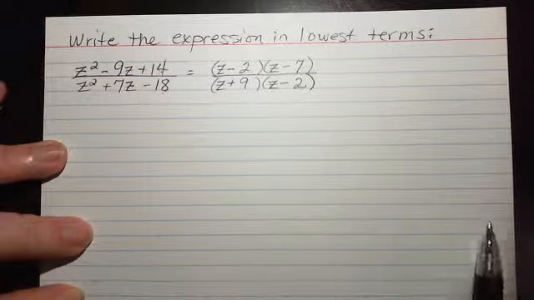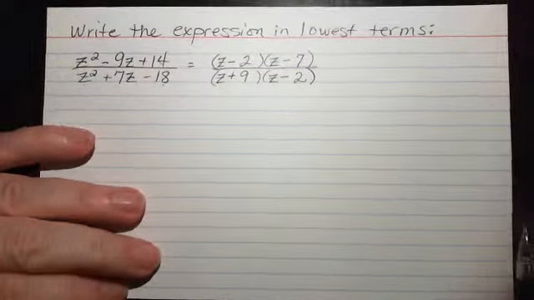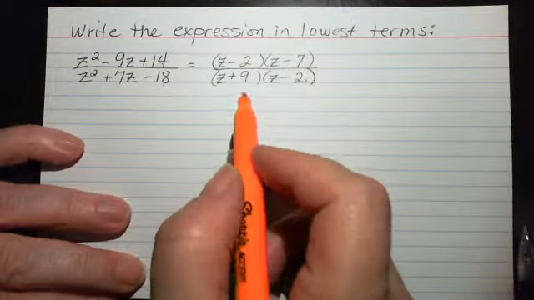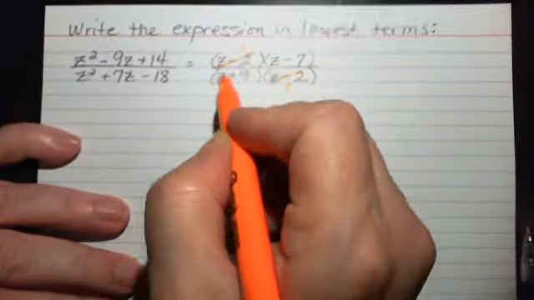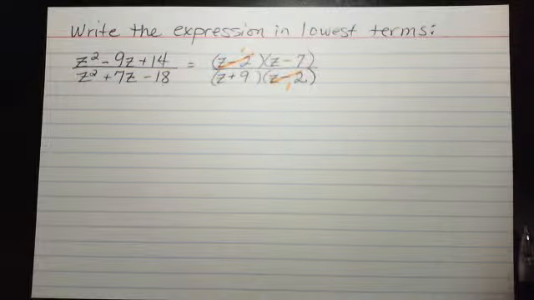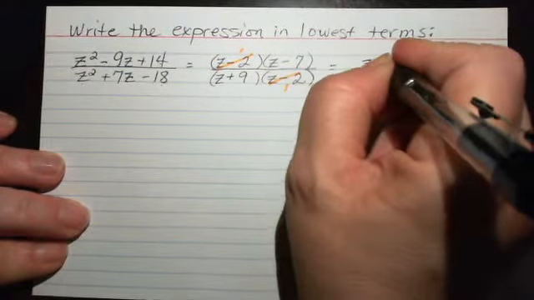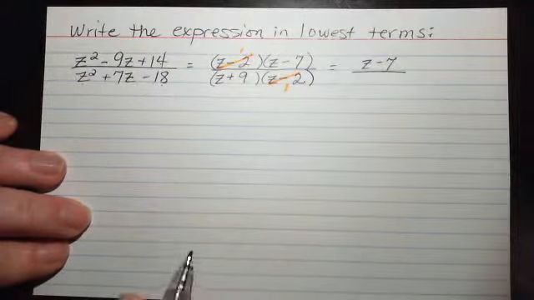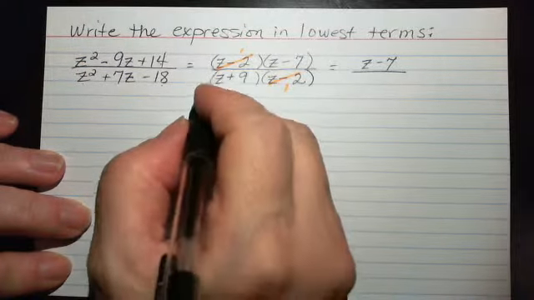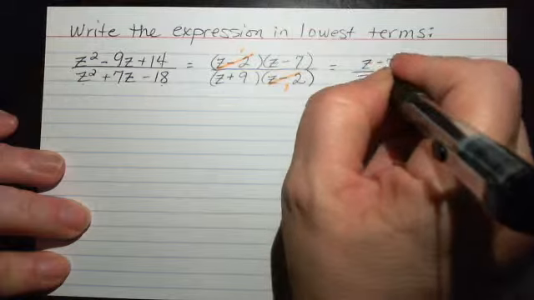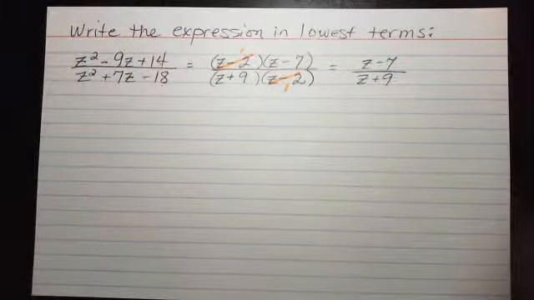Now that we have our trinomials factored, we can remove any factors of 1, which means a matching factor in the numerator and denominator cancel to 1. Okay, matching factors cancel to 1. That leaves us a numerator, z minus 7. That's the only factor left, so we don't need the parentheses in the numerator. Same thing in the denominator, one factor left, z plus 9. We don't need the parentheses.